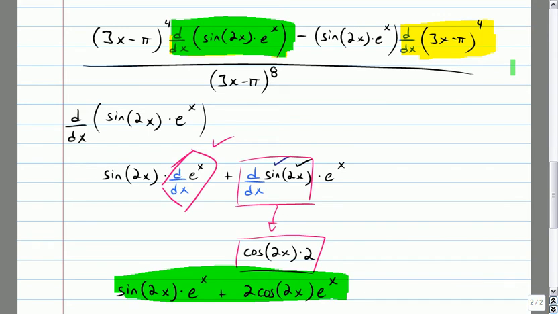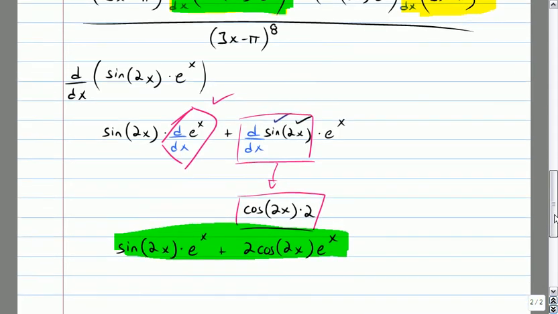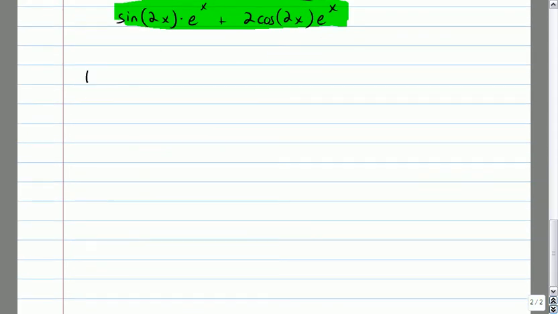So if we can do the one in yellow, we'll be finished. And I don't think the one in yellow is so bad. We just need to find the derivative of 3x minus pi to the fourth. So, derivative of 3x minus pi to the fourth. I see an inner and an outer function. So I'll do the outer function first.